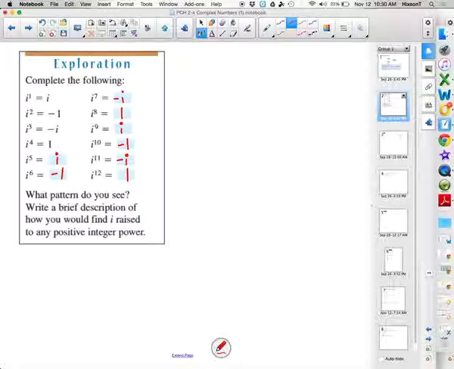Alright? So, you hopefully now see a little bit of a pattern here. We have this cycle going through. Every fourth power of i, we're back to 1. What are some patterns that you see, other than every fourth one is 1? Lexi? Every even power is 1 or -1. Okay, good. Every even power is either 1 or -1.